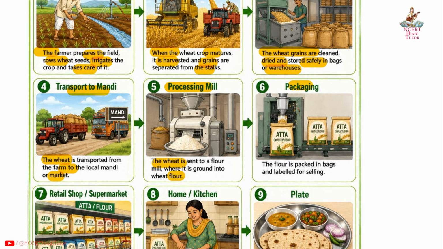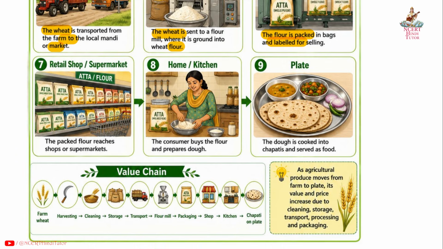Fifth, processing mill. The wheat is sent to a flour mill where it is ground into wheat flour. Sixth, packaging. The flour is packaged in bags and labeled for selling. Seventh, retail shop, supermarket. The packed flour reaches shops or supermarkets. Eighth, home kitchen. The consumer buys the flour and prepares dough. Ninth, plate. The dough is cooked into chapatis and served as food.